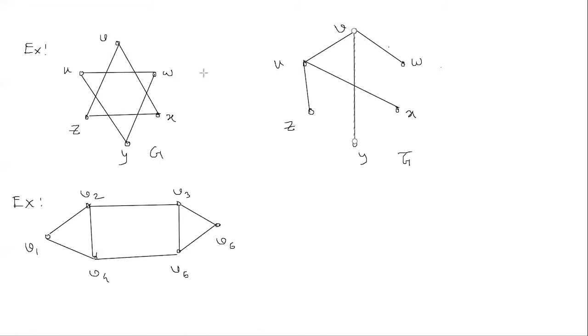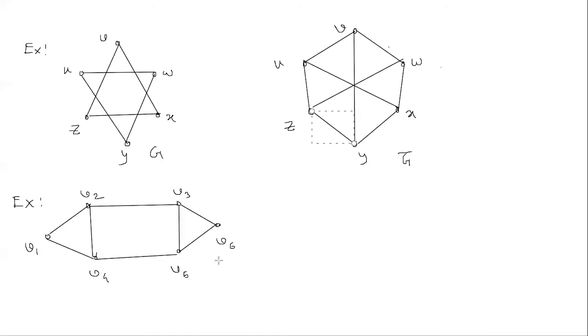After that, we have W, so WV, WX must be connected. Then WZ. After that, X, XU are connected. XY must be connected in G bar. Then ZY are not connected in G. So in G bar, we must connect Z and Y. So this is the complement of the graph G.